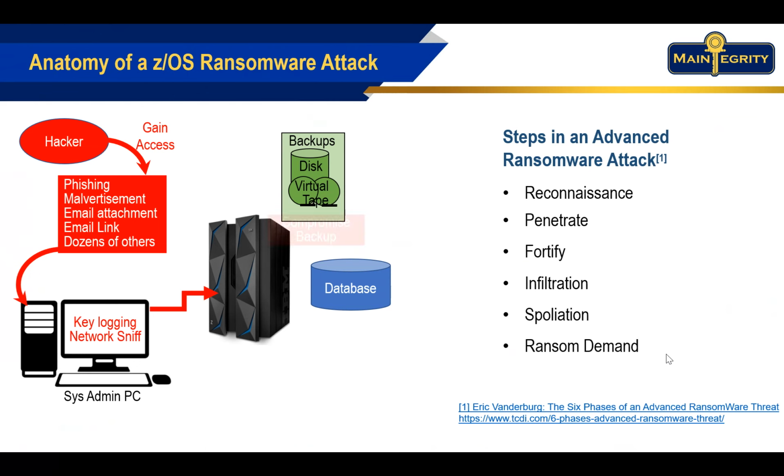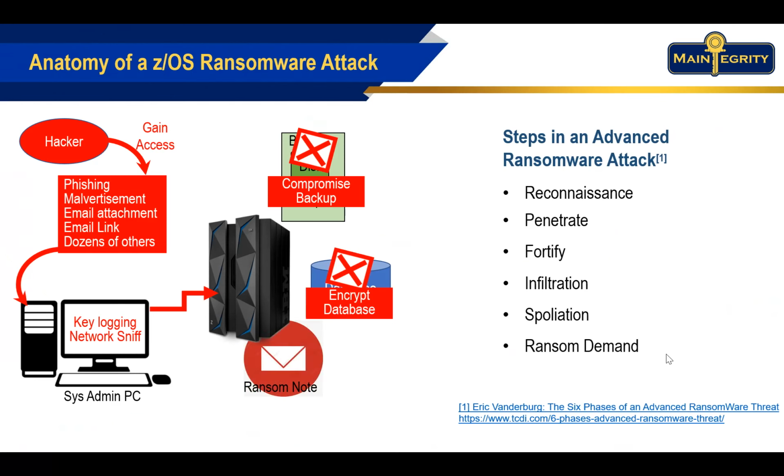Spoliation is a fancy word that means to ruin something. In this phase, the hackers will ruin the backups or modify the backup procedures so they appear to work but don't. Finally, after your backups have been compromised, the hacker will encrypt parts of your system, make sure that only they have the decryption key, and then email a ransom demand. Remember, if you pay the ransom, these are bad people. You may or may not get the decryption key to unlock your system.